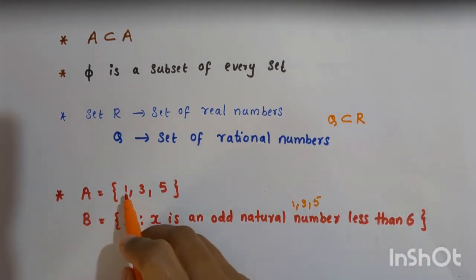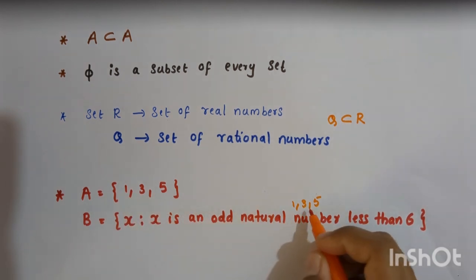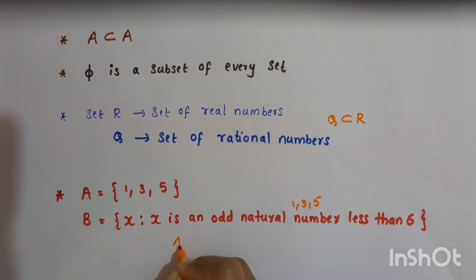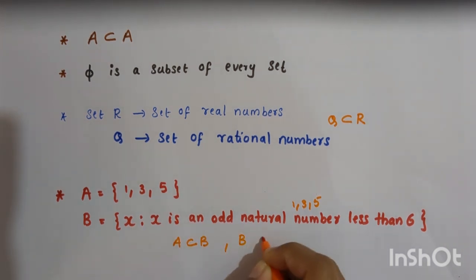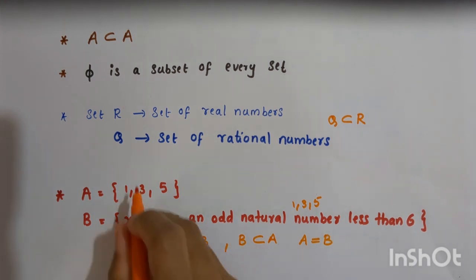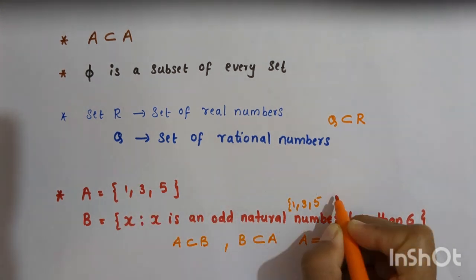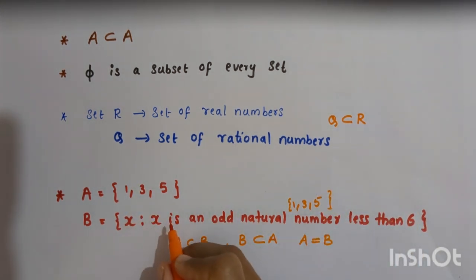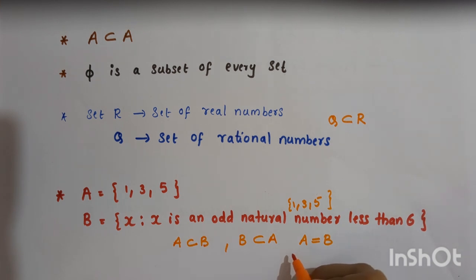So you see set A has 1, 3, 5 in it. Set B also has 1, 3, 5 in it. So here we can say that A is a subset of B and B is a subset of A. If A is a subset of B and B is a subset of A, then A will be equal to B, because you see both the sets are the same. Set B has the same elements as set A. So they are equal sets.